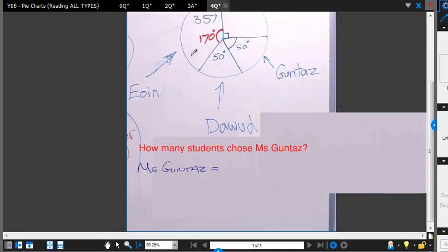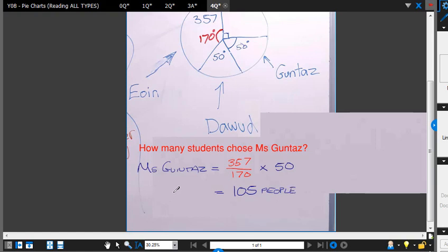So we know Mr. Owen has 170 degrees and 357 people chose him. So I'll put it in red, that's how we had it before. So it's going to be 357 divided by 170. And we're going to multiply that by the angle of the category that we want, which is 50 degrees, Miss Guntaz. So 357 divided by this is 21 times 50 is 105. And that's it, people. So 105 people chose Miss Guntaz.